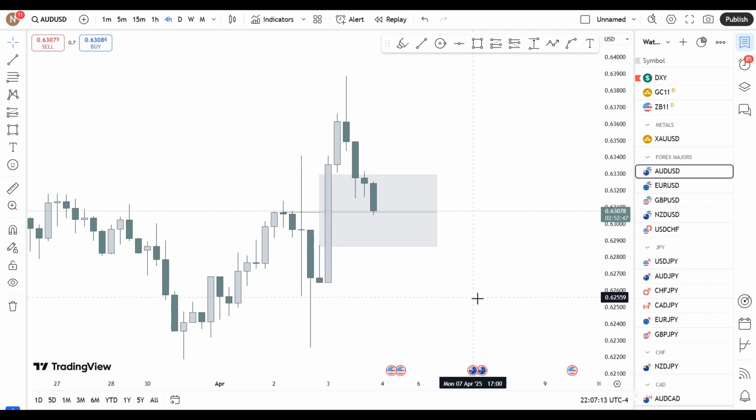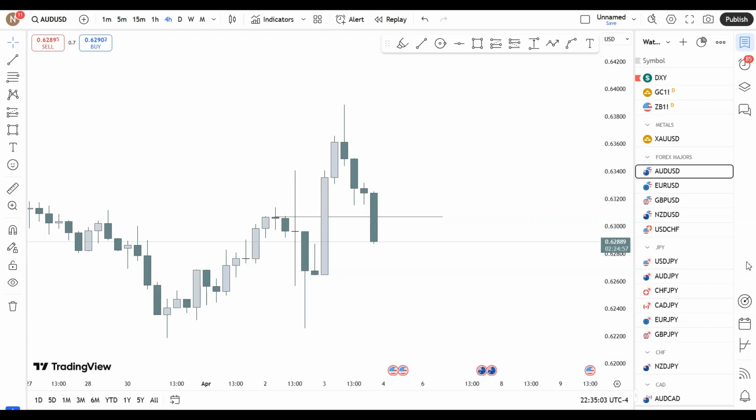If we have to define bias, then bias in trading is simply a directional opinion on where the market is likely to go. For example, if you are bullish, you will expect price to rise, and if you are bearish, you will expect price to fall. So now let's define bias in a simpler way. So what is bias? Bias is simply the draw on liquidity.